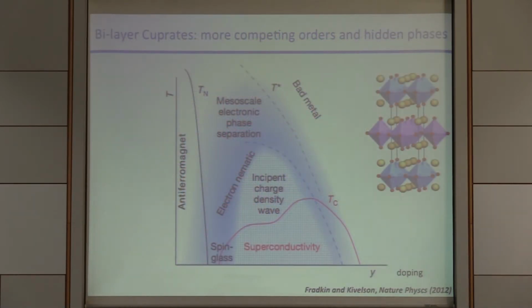So let's take another system. These are the bilayer cuprates. Bilayer cuprates are important because they were the first cuprates that superconduct above 70 Kelvin, at high enough temperatures.